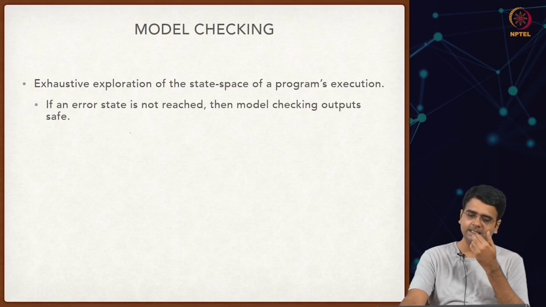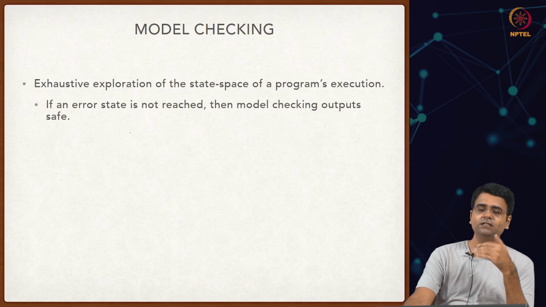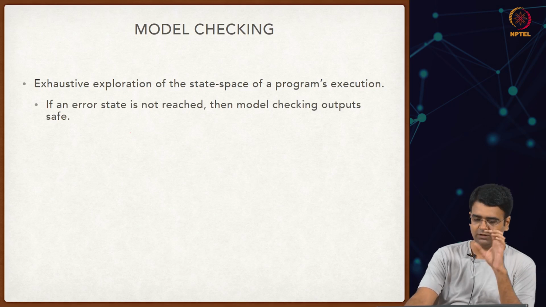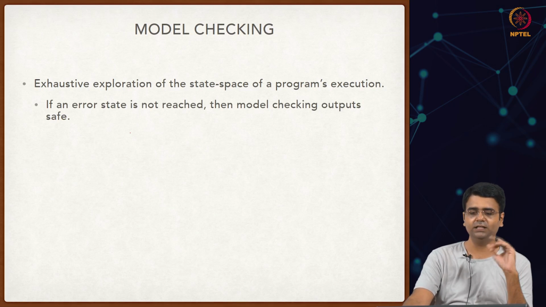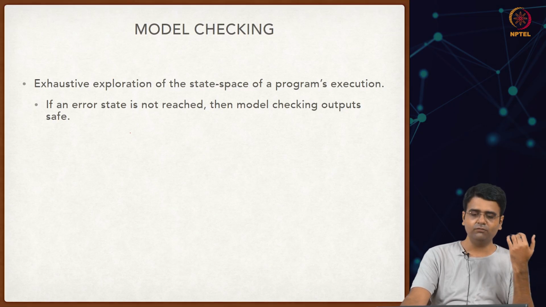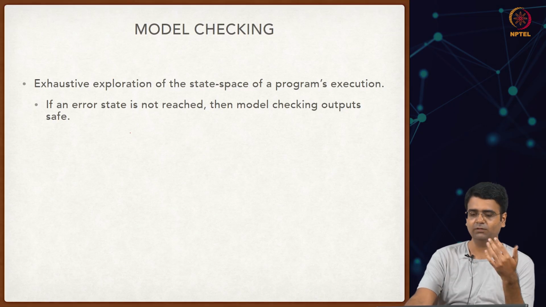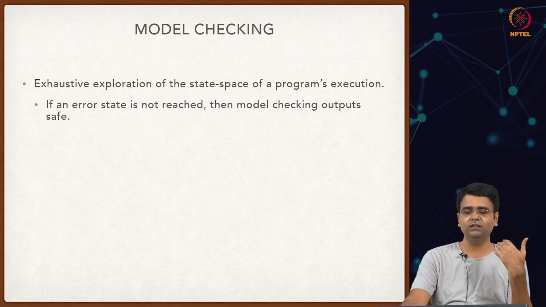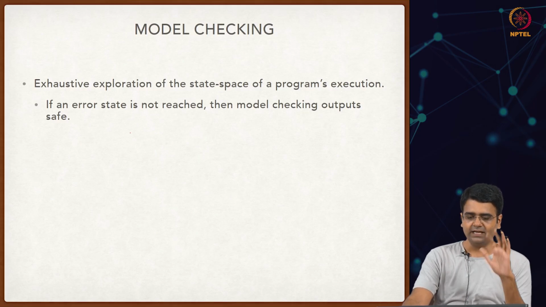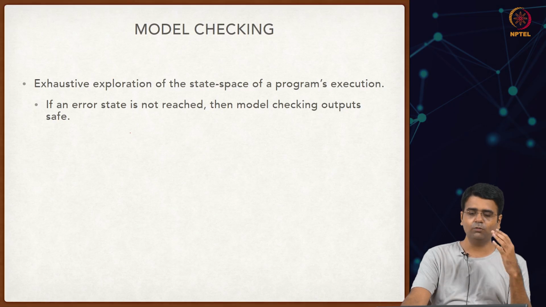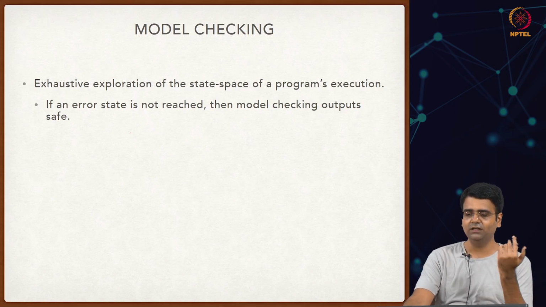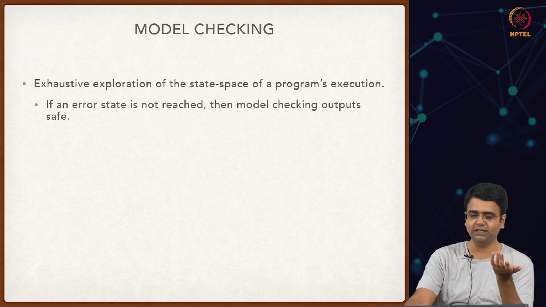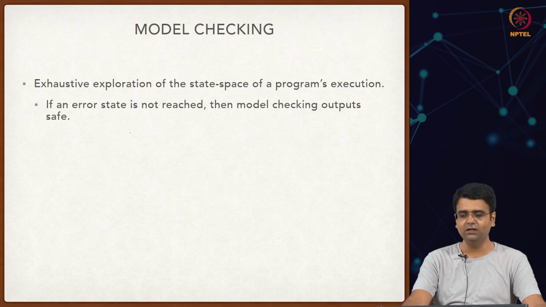The advantage here is that if the error state is not reachable, then the program is safe. Say you have some error state, meaning some valuation of the variables which you designate as error. This is the specification of the program, given by the programmer either using assertions, or using precondition and postcondition. So the error state is given by the programmer. Since model checking explores the entire state space reached during the program's execution, if the error state is not reached, then the program is actually safe, and model checking will output safe.